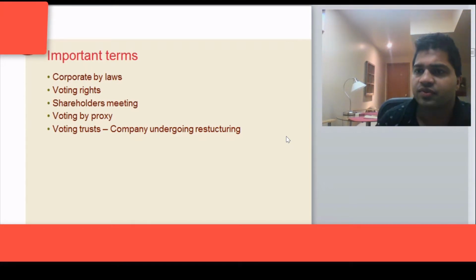Voting trust: when a company is undergoing some restructuring, the debt holders may force shareholders to deposit their shares and their voting rights in a trust so that they cannot interfere with the restructuring. So that is voting trust. It happens only when restructuring of a company occurs and debt holders force it on shareholders.